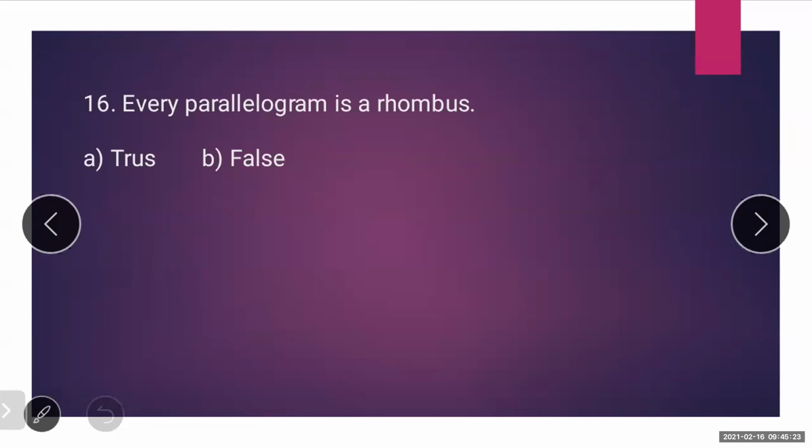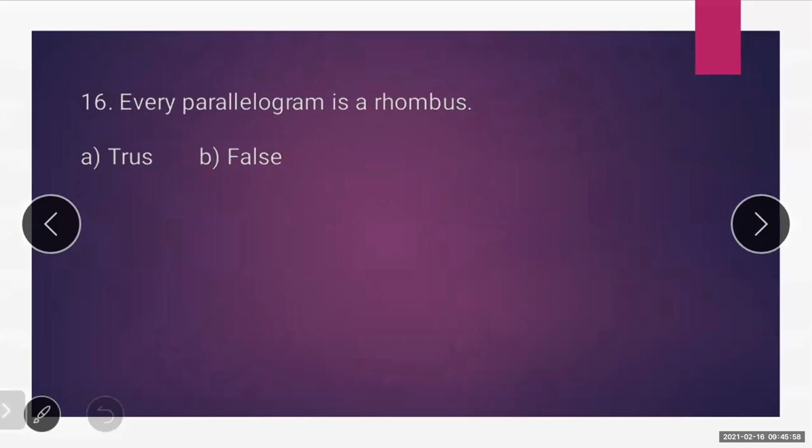in a rhombus, all the sides are congruent, and in a parallelogram only the opposite sides are parallel and congruent. That is the one difference which makes this statement false. So the statement that every parallelogram is a rhombus is a false statement.